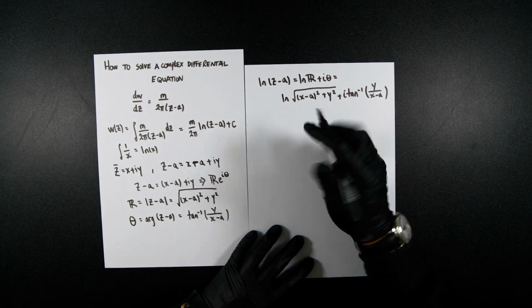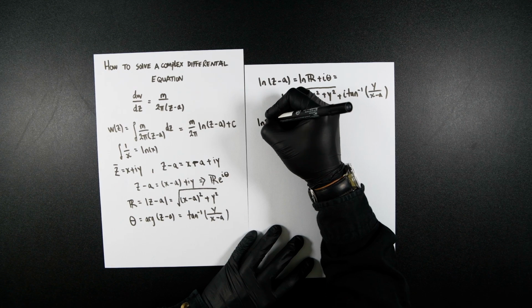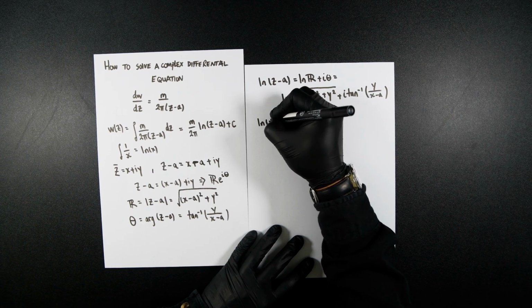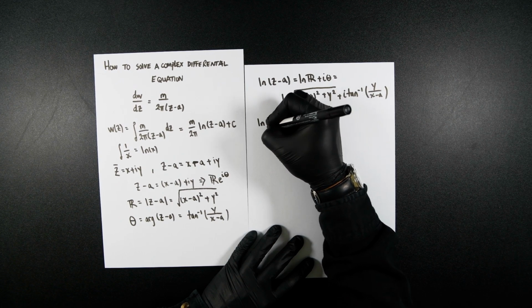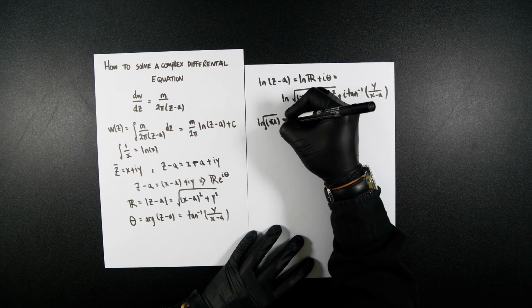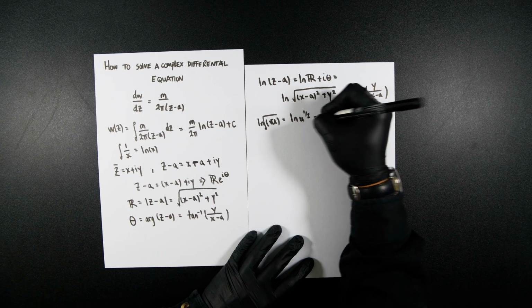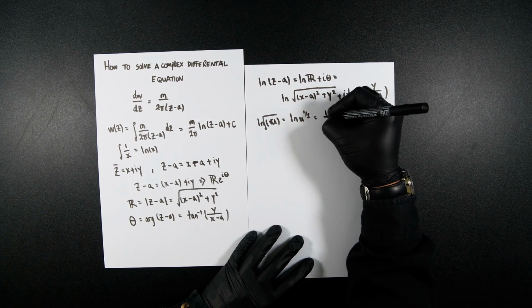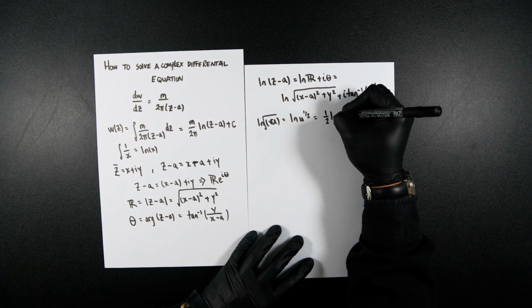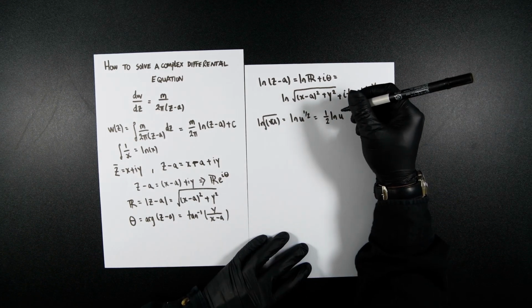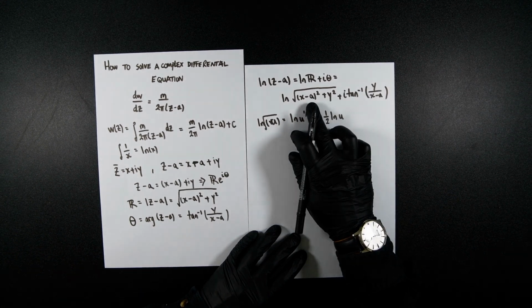We know that ln of u, which is all square rooted, is the same as ln u to the power of a half, which is equal to a half ln u. Tons of identities that we're having to remember. So we can now clean this bit up.